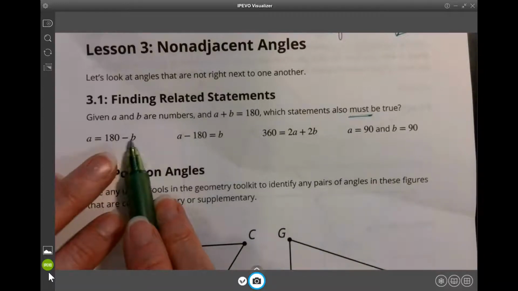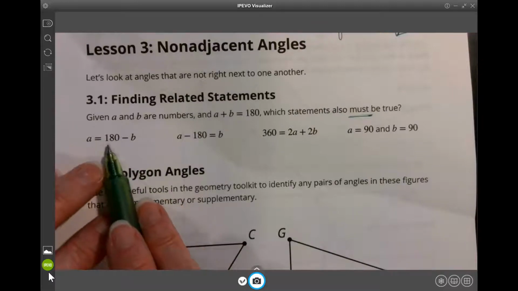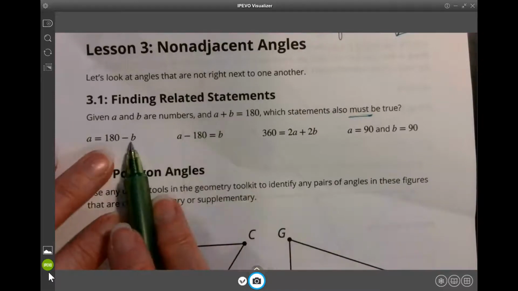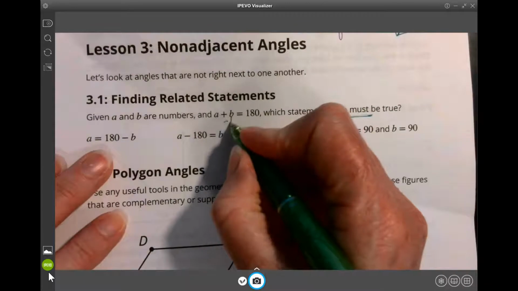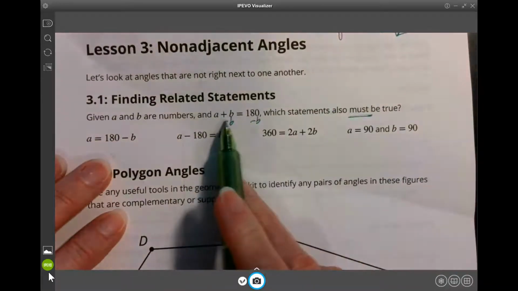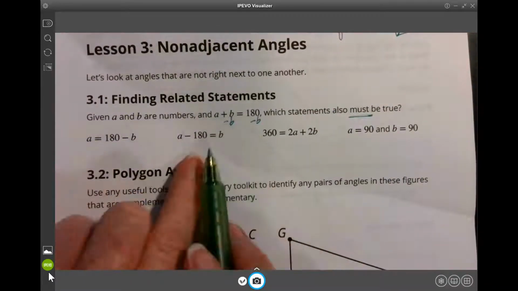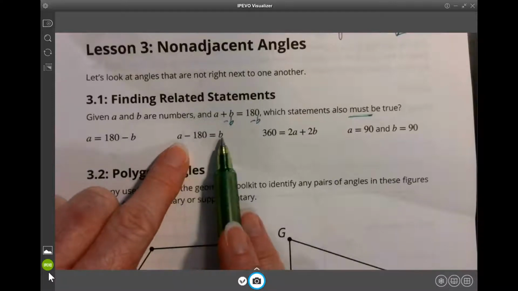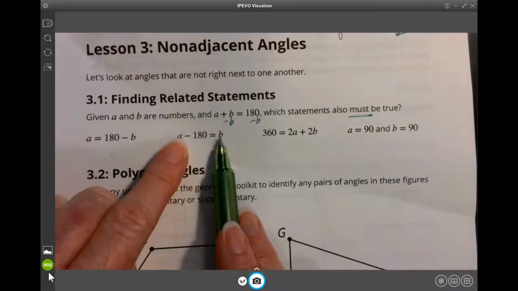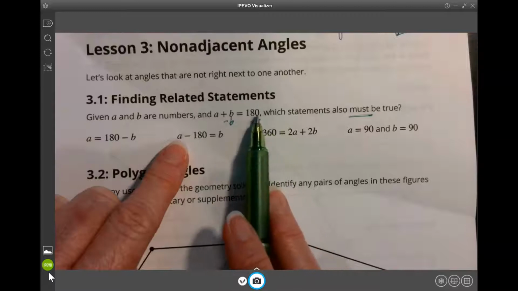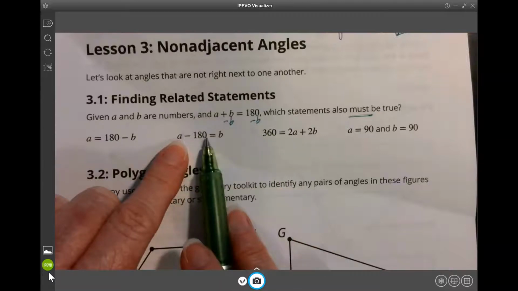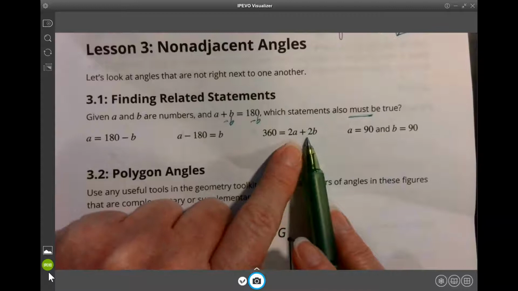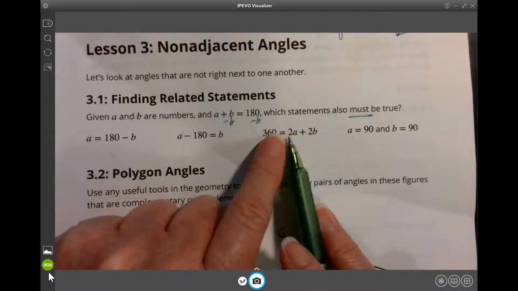But look at this one right here. Can I say 180 minus b equals a? Yeah, I can. Because a and b have to add up to be 180. So in other words, what they did is they subtracted b from both sides. So they got a is equal to 180 minus b. Now this one says a minus 180 is equal to b. Well, but a and b are positive numbers, probably, equaling 180. So no, that's probably not going to work. This one might work, but we don't know what a and b are, so we're not sure.